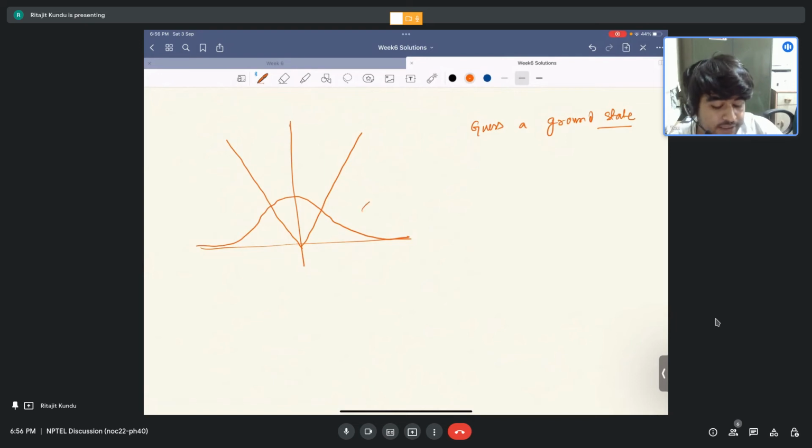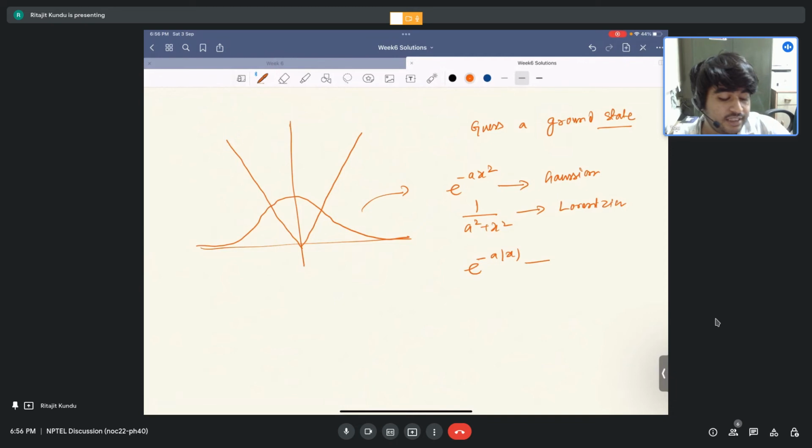The form can be something like e to the power minus a x square, or it can also be something like 1 over a square plus x square. This is called the Gaussian, and this is called a Lorentzian. Or you can also take something like e to the power minus alpha mod x. This doesn't have a name. So you can do different things which have no node in the ground state.